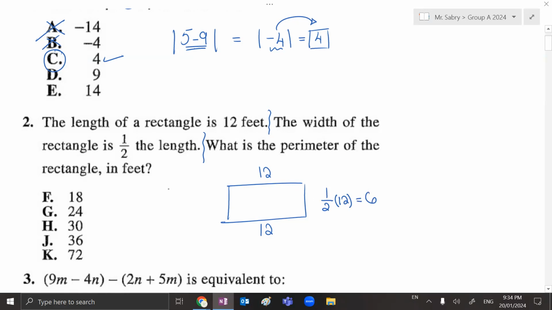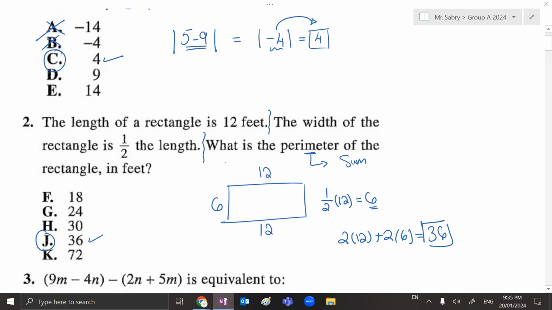What is the perimeter of the rectangle? If I need to find the perimeter, I know that the perimeter is the sum of all the outer sides, which is basically 6, and this one is 6 as well. So 2 times 12 plus 2 times 6, which would be 24 plus 12, 36. One of the easy ones as well.